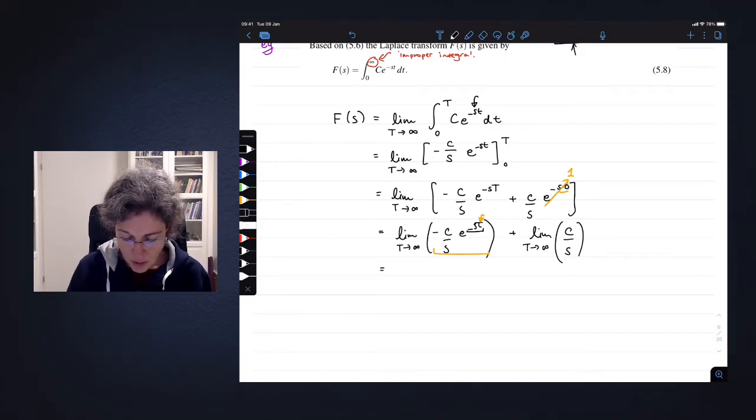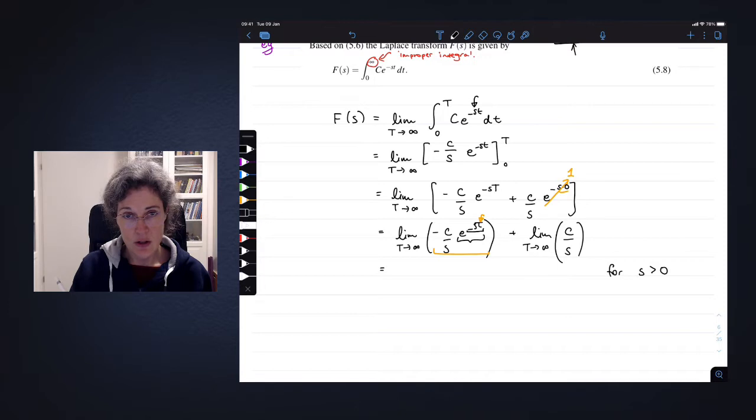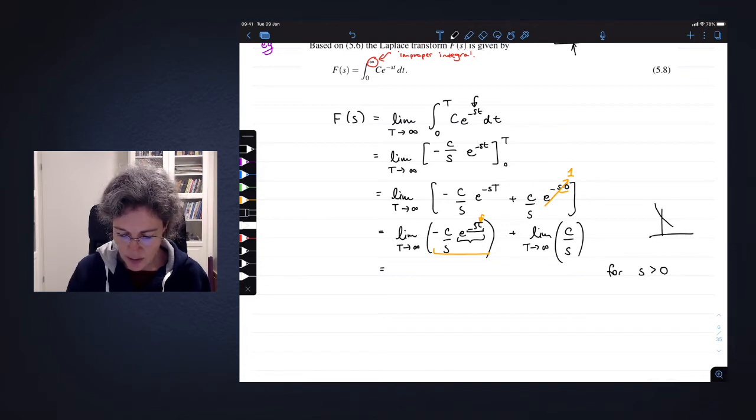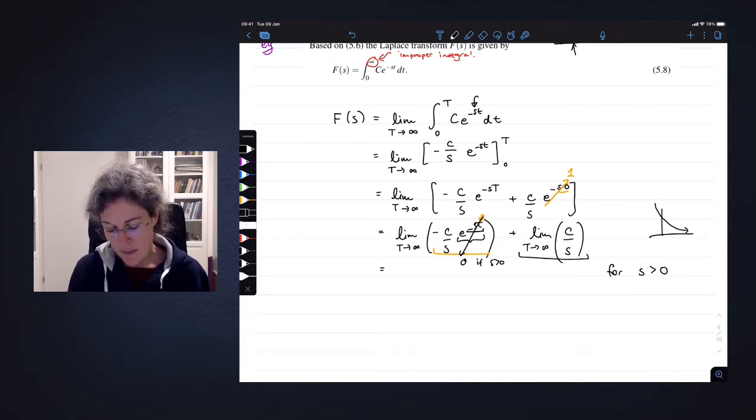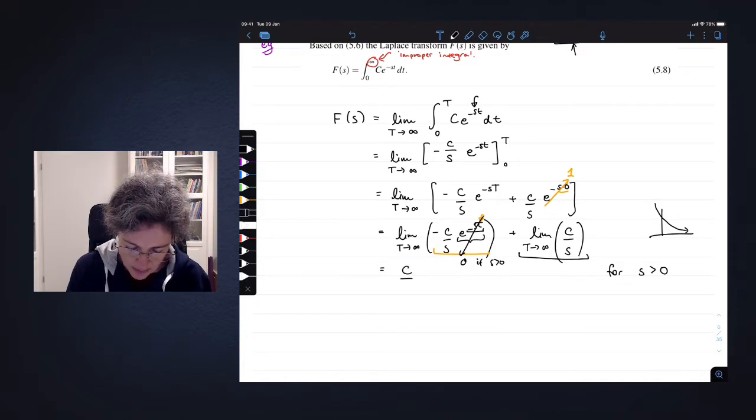So we only have a solution for s greater than 0. And in that case, the limit of this term will tend to 0 because this is a decaying exponential. Just remember, that's a decaying exponential that does something like that, so it tends to 0. So this term tends to 0 if s is bigger than 0. So finally we're just left with this term over here. Now if we want the limit as T goes to infinity of c over s, well, there's no T in there. It's always going to be c over s, it doesn't change. So our final solution is c over s.